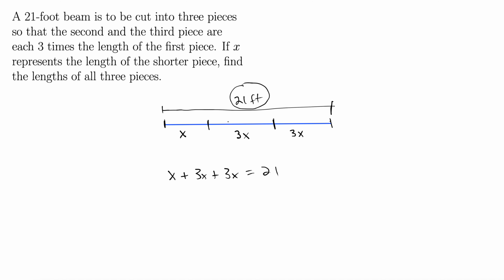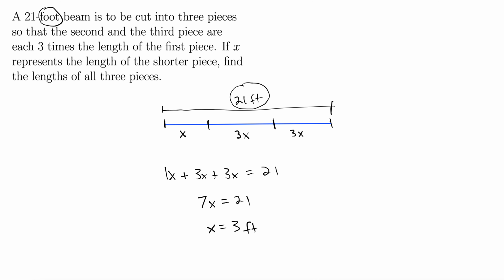So let's combine like terms, so to speak. This is essentially 1x plus 3x plus 3x. So 7x equals 21. Divide both sides by 7. That gives x equals 3. We need some units of length. What are we looking at here? Well, a 21-foot beam, so I think the units are feet.